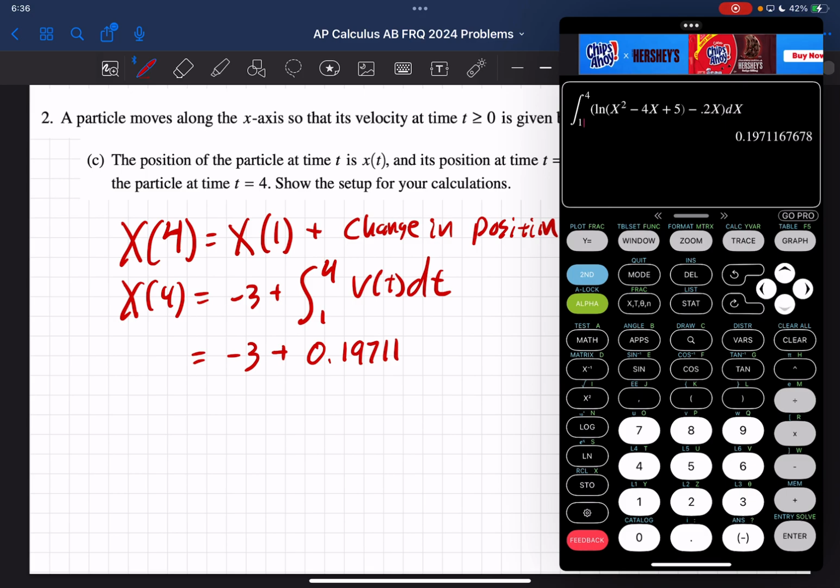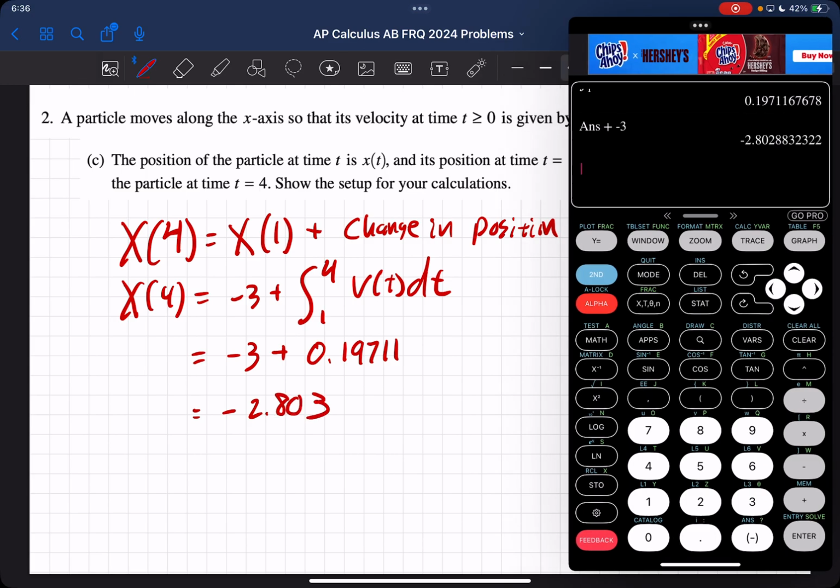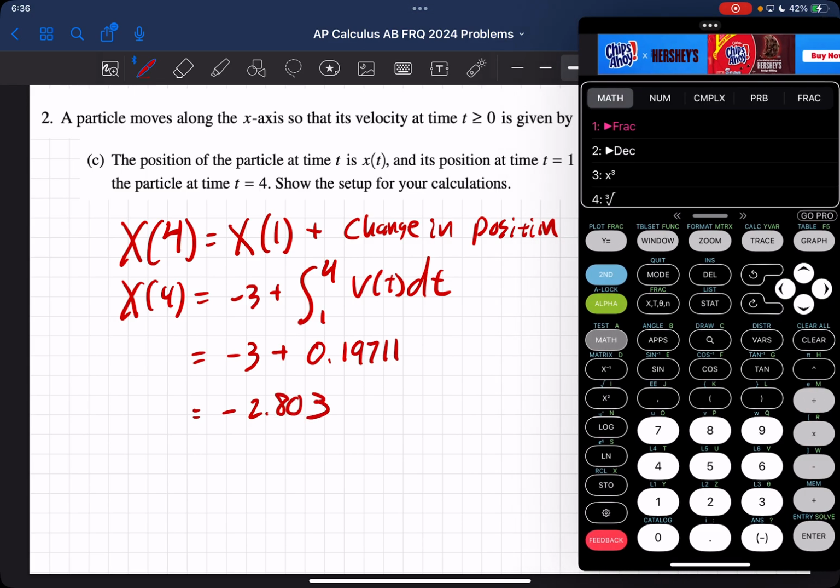And then I can take all of that, and then I can add negative 3 to that. And so we get negative 2.803, because remember we are rounding to 3 decimal places.